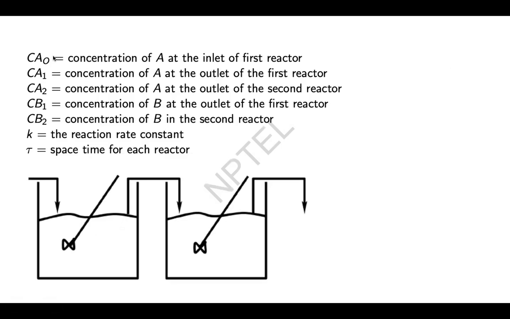Now, this is what is given here. Ca0 is the concentration of A in the inlet of the first reactor, that is whatever is here. Cb0 is not there because A has to convert to B. Only then B will be there.